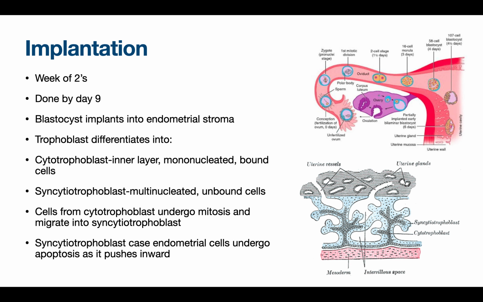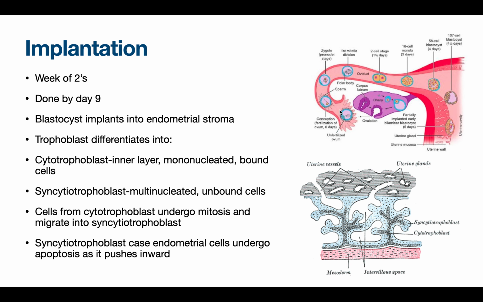So, the second week of development is the implantation phase, and it's considered the week of twos because everything develops into two layers. Implantation is done by day 9, and the blastocyst, that's what the fertilized egg is now, implants into the endometrial stroma of the uterus.